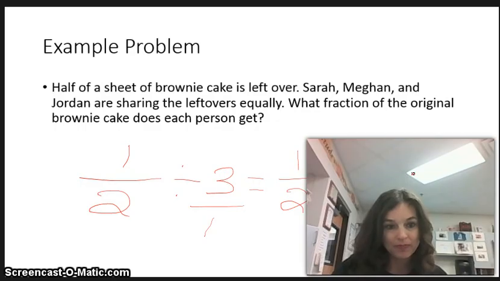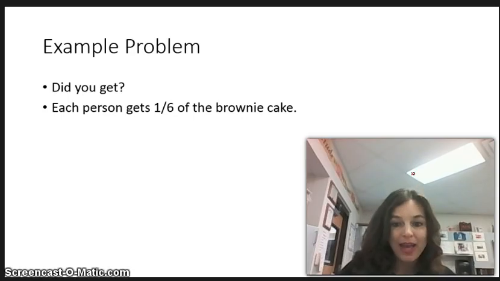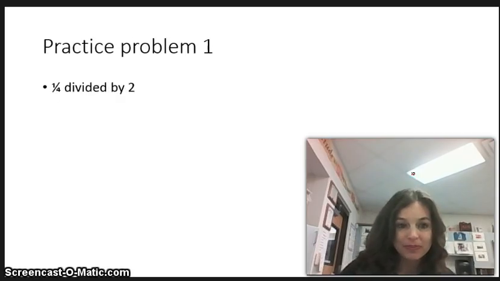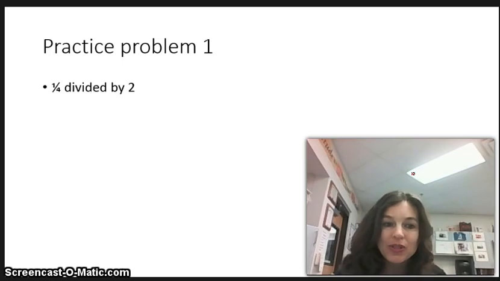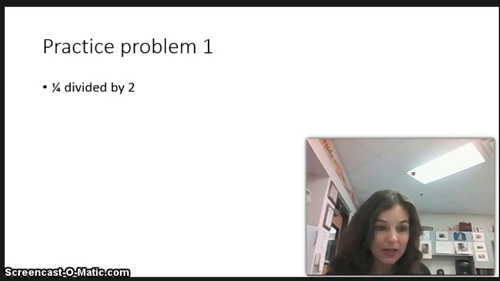Let's move on. Did you get each person gets 1/6 of the brownie cake? Yes, we did. So we can give ourselves a pat on the back and move on to the next problem. Okay, see if you can do this problem on your own following the same steps that we did last time. Pause this video, and when you think you have it, turn it back on and we'll go over it together.